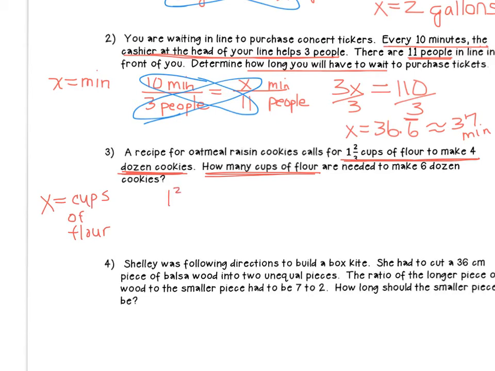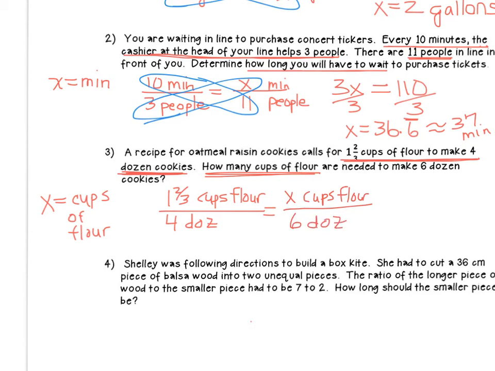1 2/3 cups of flour over 4 dozen cookies. Alright, so on the other side I have to do the same thing. And it's important to me that you include all the words, not just numbers, but words. So on the other side, I'm going to put X cups of flour over 6 dozen.